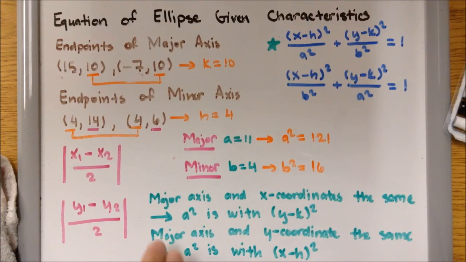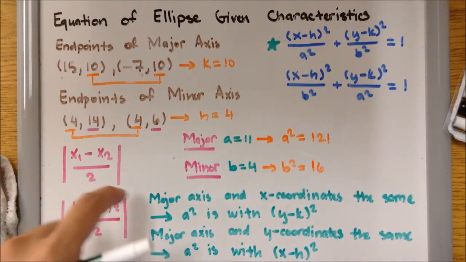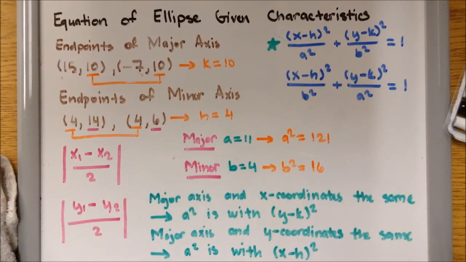So let me repeat. If the major axis and the x coordinate is the same, the a square is with the square of y minus k, which in this case is not. If the major axis and the y coordinates are the same, then therefore a square is with the square of x minus h. So we're going to use this standard form. So again, make sure to have this within your notes. Alright, I'm going to erase and write out the final answer.